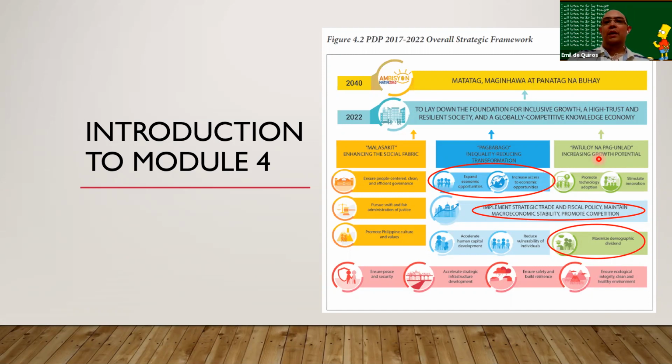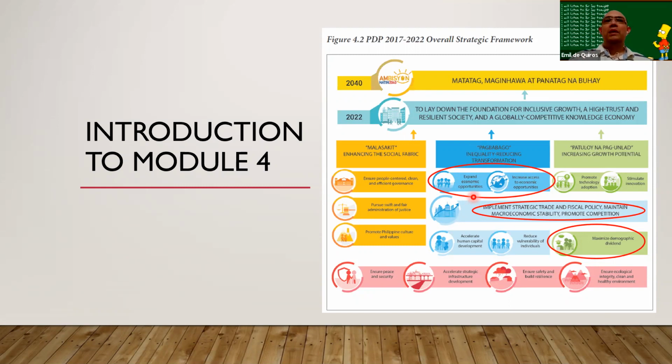So in Module 4, we'll talk about these three things. So when we talk about agriculture and SMEs, small, medium enterprises, and even the micro enterprises, we're talking about contributing to this. You want to expand economic opportunities. You want to increase access to economic opportunities. You want to help people.